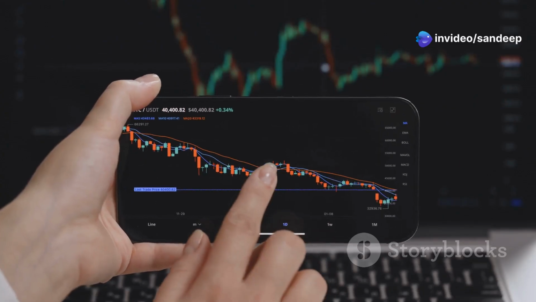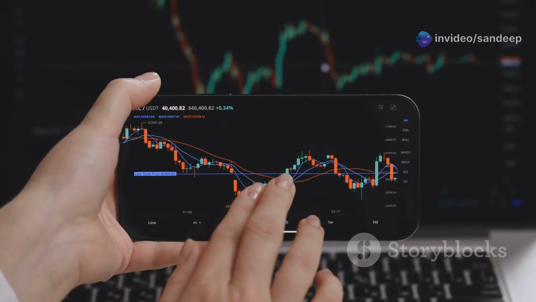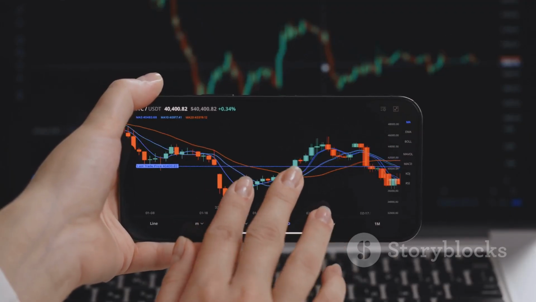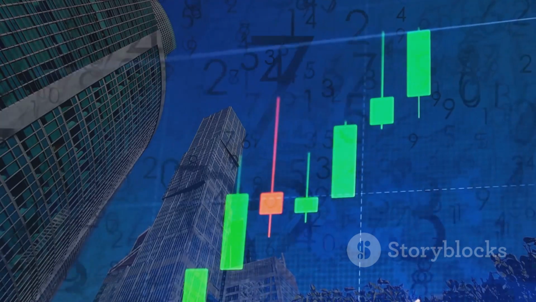It's a simple visual way to see if the buyers, bulls, or the sellers, bears, were in control during that time frame. A lot of green candles in a row suggests strong buying pressure.